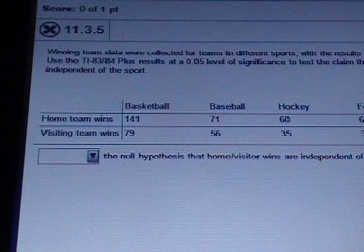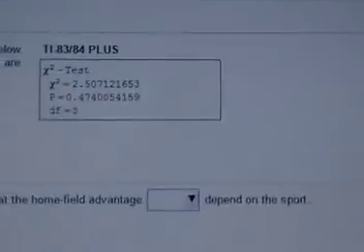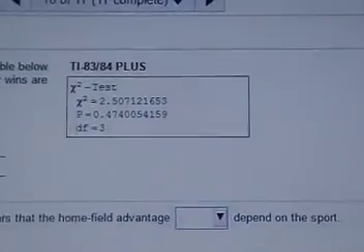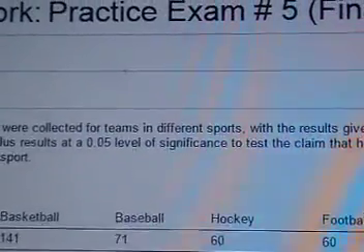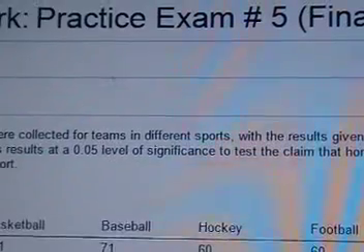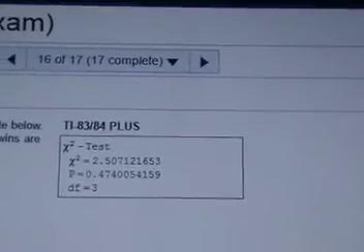Possibly or not. And so the null is always that they're independent of each other. The sport does not affect how well you win at home. The alternative hypothesis would be that they do affect each other, that they're dependent on each other. So if we look at the p-value, the p-value is 0.47. That's a very high p-value. It's way above the 0.05 that they're giving us in the problem. Use a 0.05 level of significance. You need to get a p-value less than 0.05 in order to reject the null.